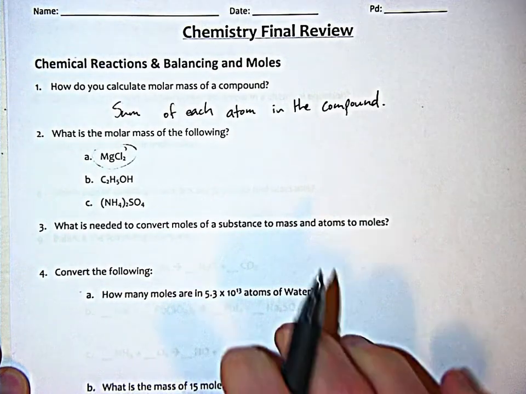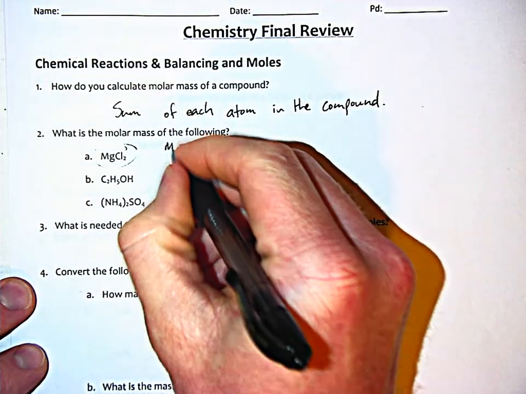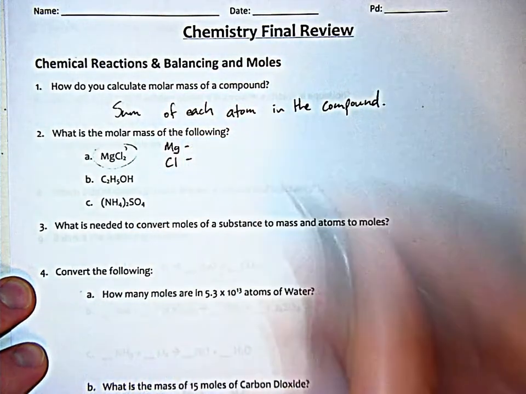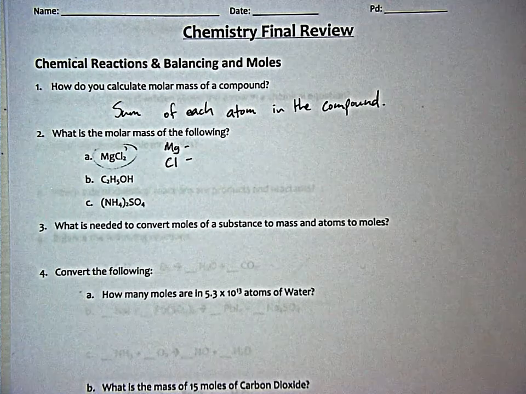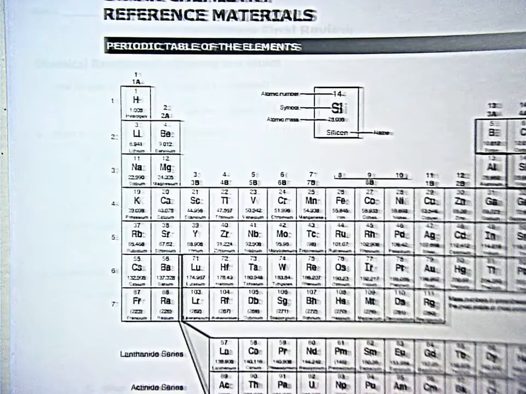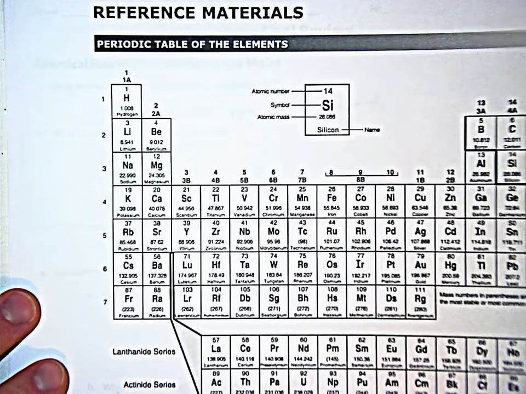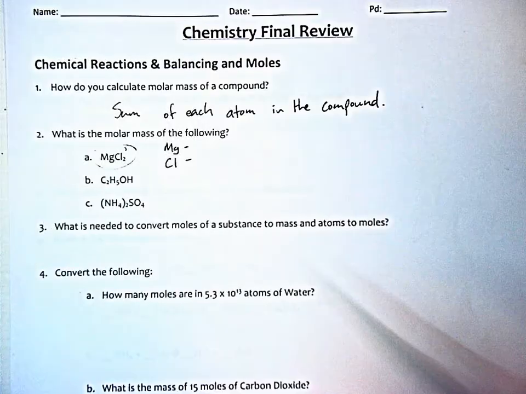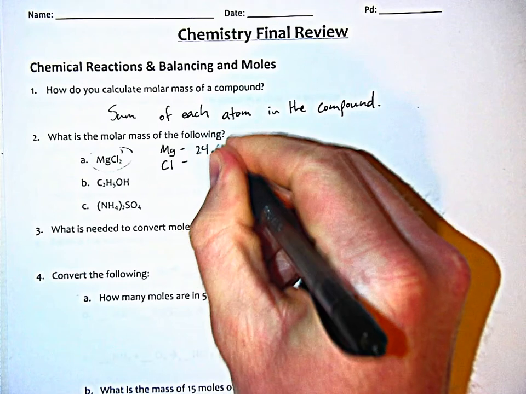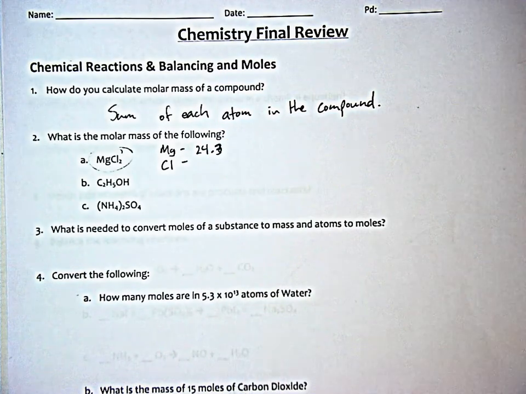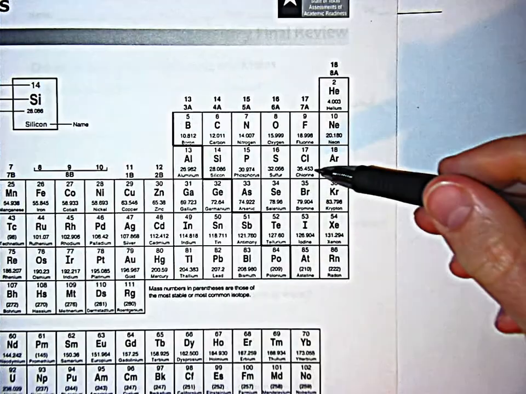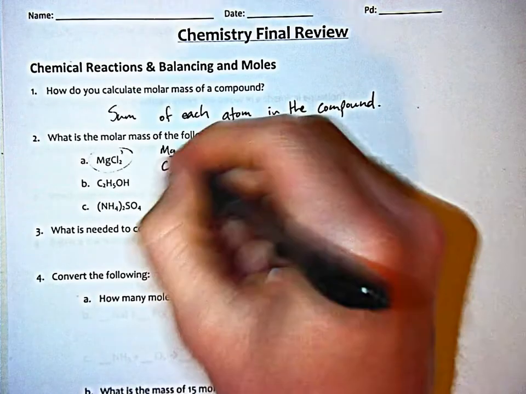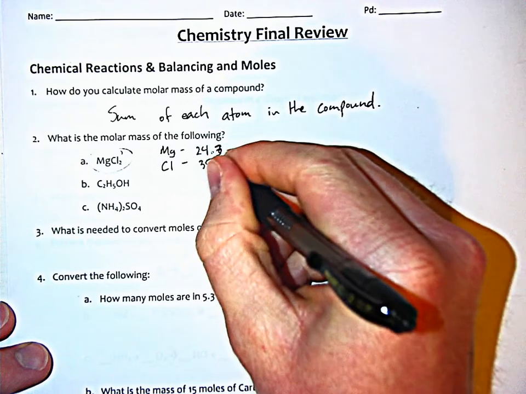Okay, what I'm going to do is break that up into each atom, so Mg and Cl, and I'm going to find the mass of each of those. So I'm going to have to look at my periodic table. So Mg is 24.3, okay, and Cl is 35.5. I'm just going to round those to 1 decimal for right now.